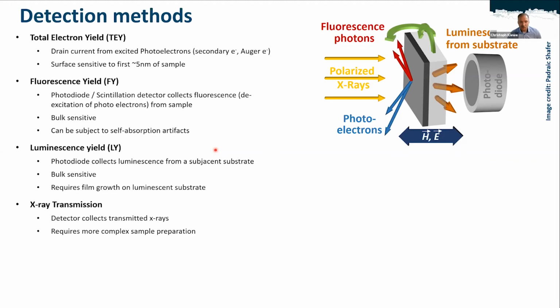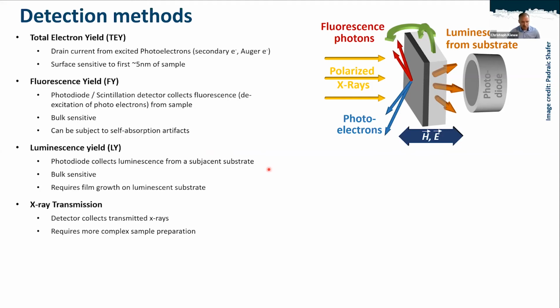Additionally, we can also directly measure the X-ray transmission by directly looking at the transmitted X-rays through the thin film, but this requires a more complex sample preparation, as we need very, very thin films for this.